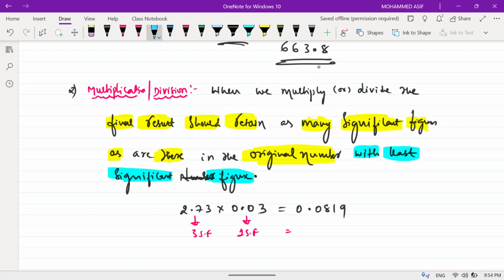So, what will be your answer now? 0.08. Very good. 0.08. Because this number is less than 1, after decimal the 0 is not significant. So after that you take 8. How many significant figures does it have now? One significant figure. So whenever you are multiplying, the number which has the least significant figures, your final answer should also be written in that many significant figures only. Am I clear? Yes, sir.